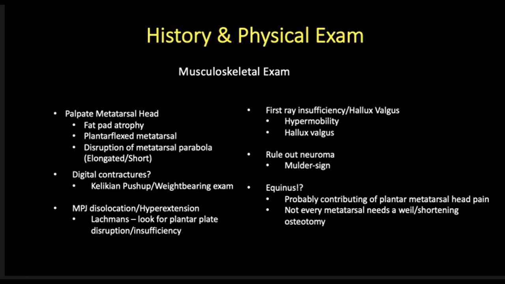Is there a hallux valgus component to this? Is it hypermobile? Is the second toe overriding the first toe? These are just things you need to look out for, and these are things that you need to address. Ruling out neuroma is also another problem, and you need to see if there's a positive Mulder's sign. And again, this is going to sound like a broken record, but equinus can be a problem, and it's something that needs to be addressed. Not every single metatarsal head pain needs a Weil or shortening osteotomy, and maybe this needs to be addressed with a gastrocnemius recession and other procedures.